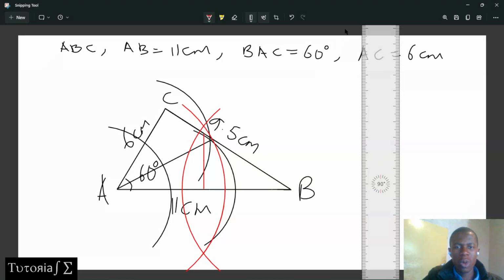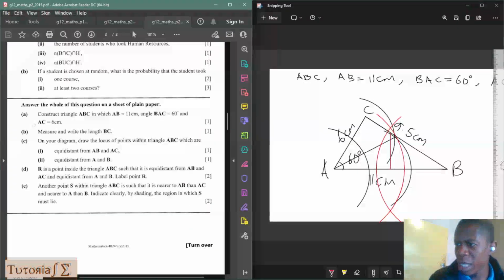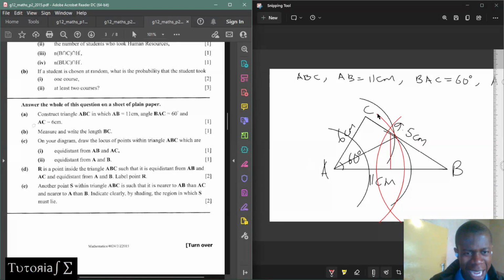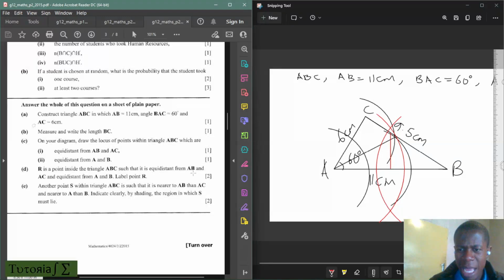So you go back to the question again. Hope you'll be able to see this question. So D is saying R is a point inside the triangle, such that it is equidistant from AB and AC. So R is a point, and this point is equidistant from AB and AC.